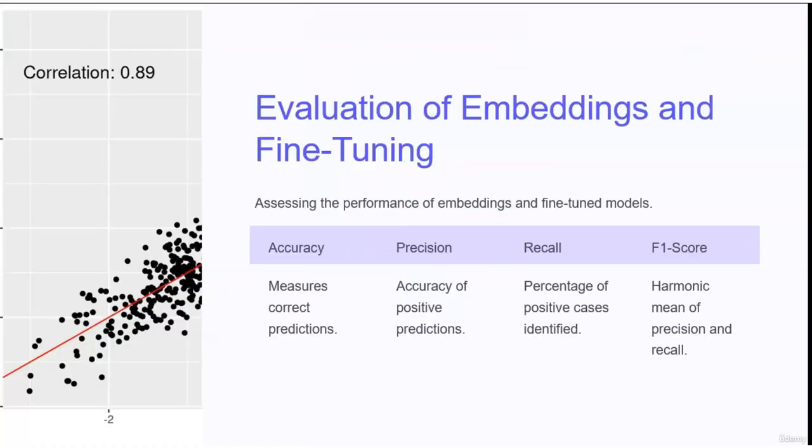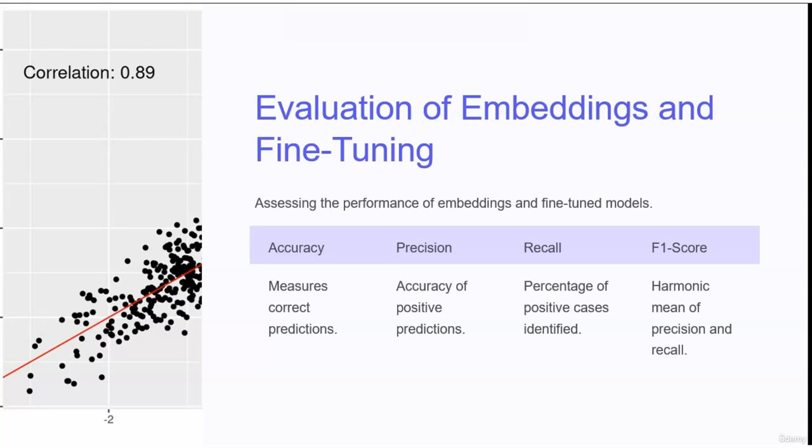Evaluating embeddings and fine-tuned models involves several metrics. First one is accuracy. It measures the proportion of correct predictions. For example, determining how often a sentiment analysis model correctly identifies positive and negative reviews. Second is precision. It indicates the accuracy of positive predictions. For instance, measuring how accurately a spam detection model identifies actual spam emails.